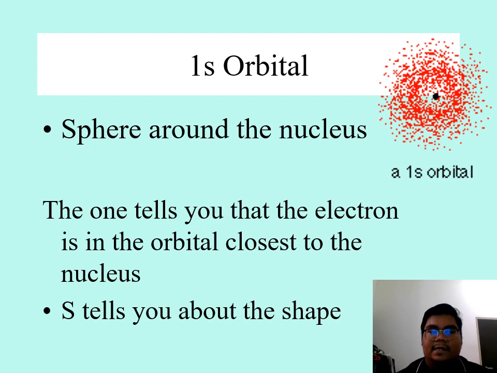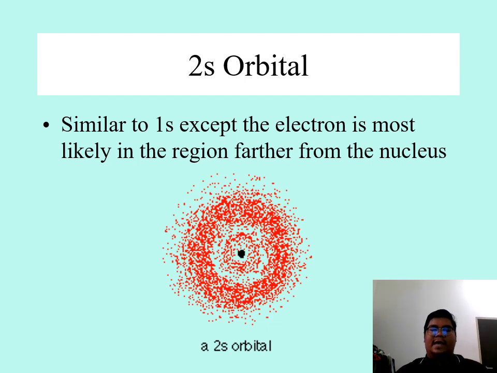So we're going to learn about the shape of an orbital. For the 1s orbital, it is a sphere. When it tells you that there's an electron in the orbital closest to the nucleus, this is the smallest and the lowest energy one. The s here tells you about the shape. Just to let you know, an orbital can hold up to 2 electrons. If an atom has more electrons, they need to be scattered around higher energy level orbitals.